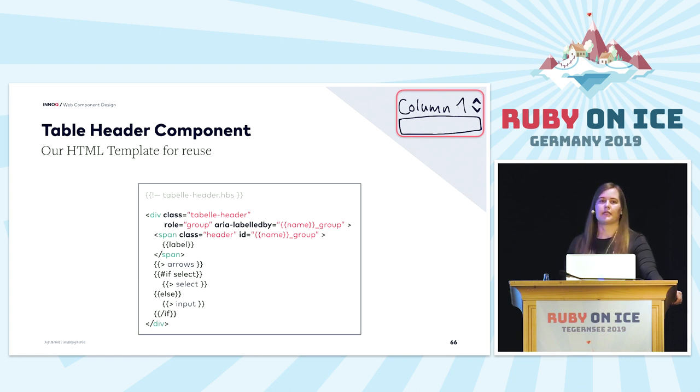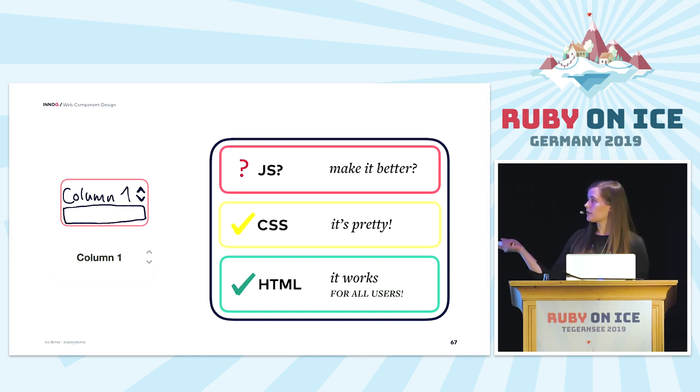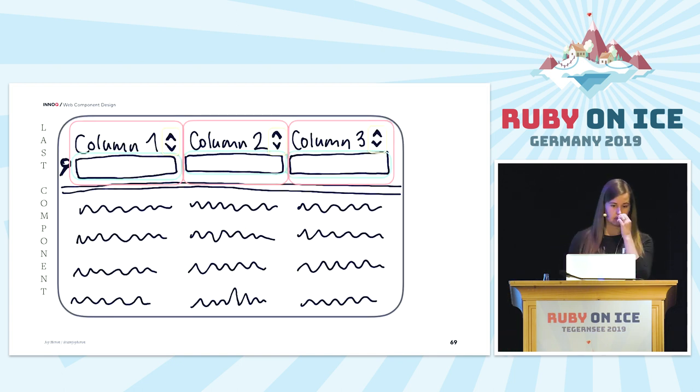You can also wrap it in an HTML template so I can reuse it in my application. And I have my HTML component and my CSS, so it works. And it's pretty. Here, with the JavaScript, we talked about the single responsibility principle. The single responsibility of this component is to do layout. And when you're doing layout of components, JavaScript is just the wrong tool. CSS is just way better for that specific use case. So for this kind of component, we don't want to use JavaScript.